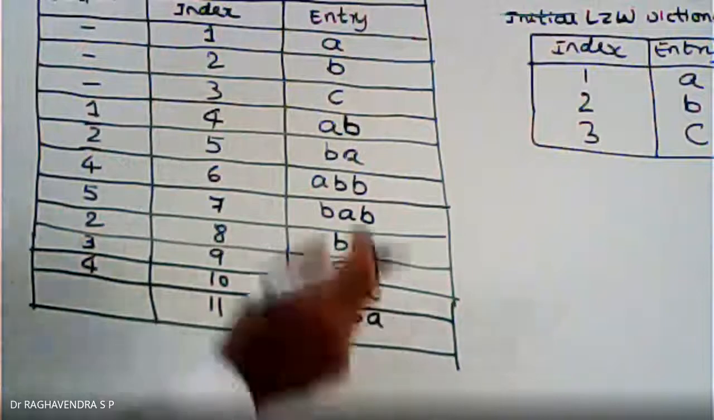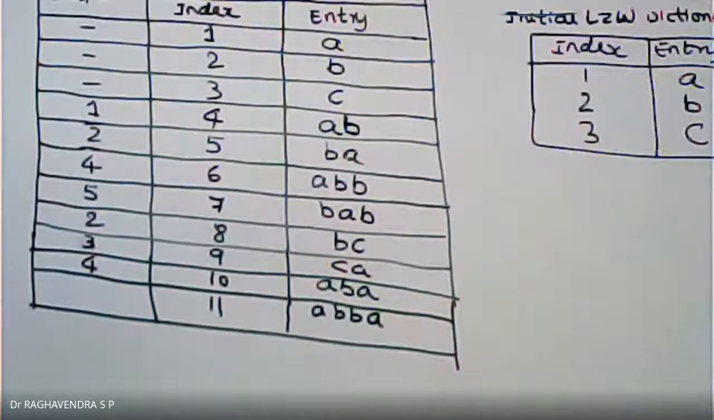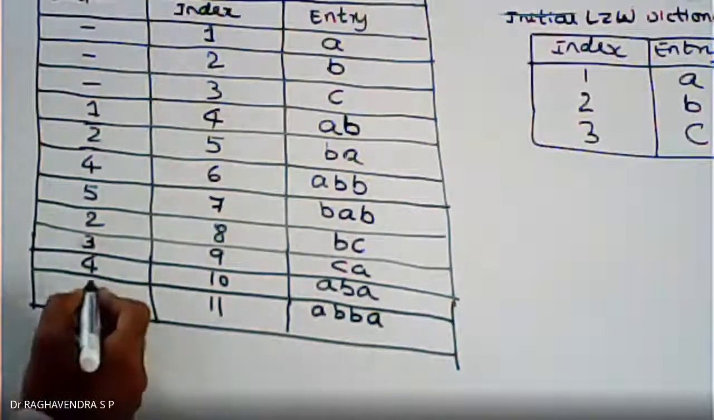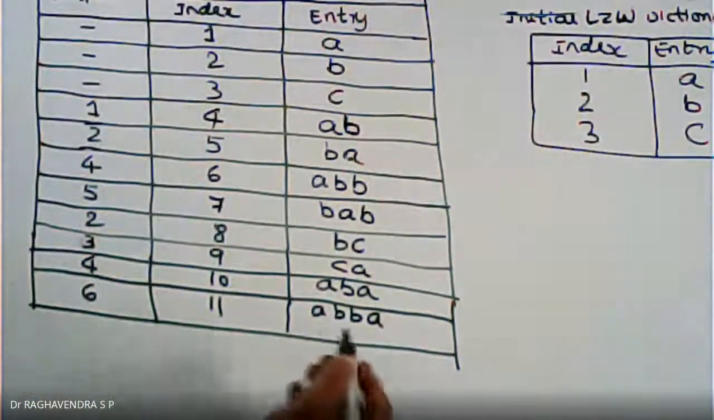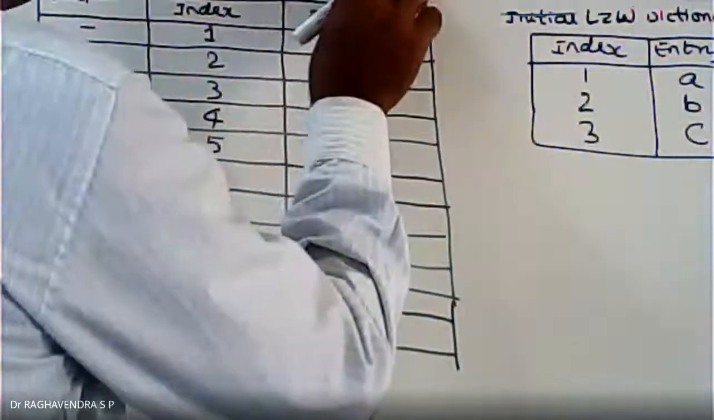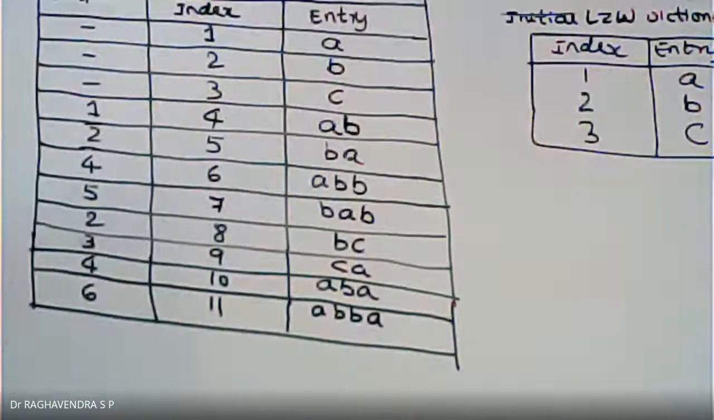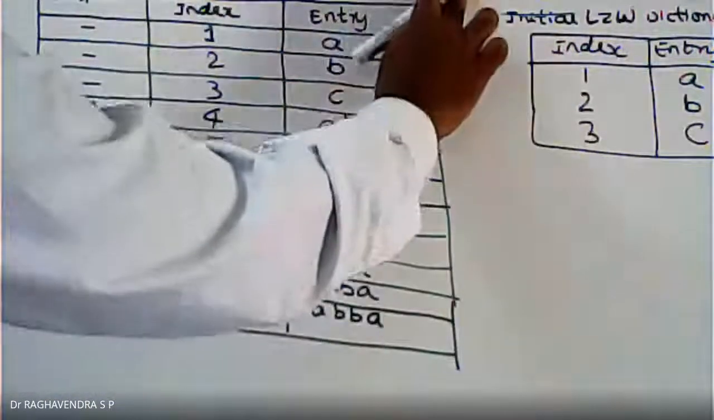The index is incremented to 11. Try to find the highest match for ABBA. It is ABB, and the index value is 6. Okay. Now, what about the last value here? The last value will be A. Okay, so the last value is A.